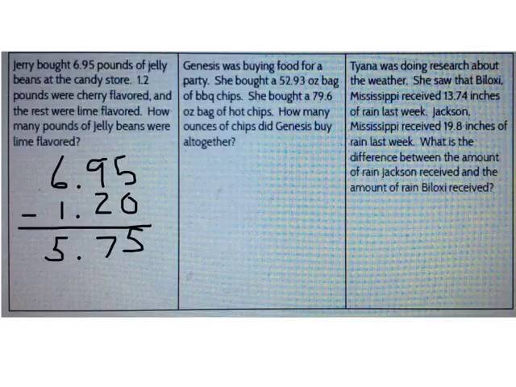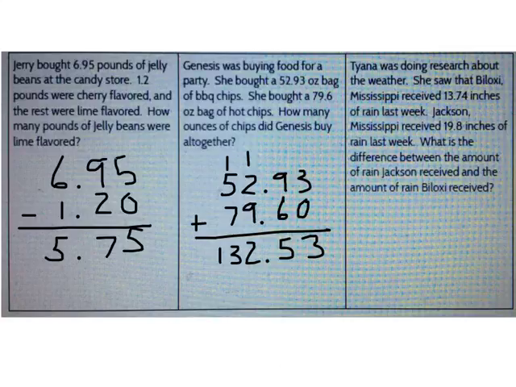Now, go ahead and add 52 93/100 plus 79 6/10. Enter your answer in the computer. Genesis bought 132 53/100 ounces of chips.